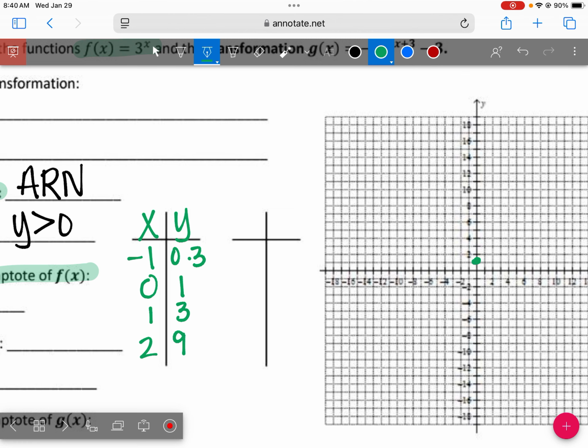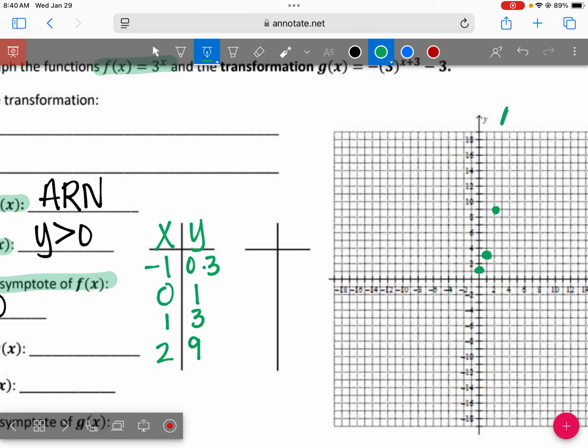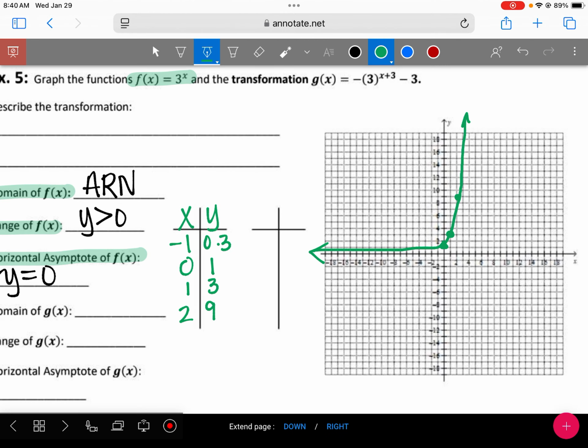So remember, the tail is going to sit right on top of the x-axis. So 1 up 3, 2 up 9. 3 to the power of 3 is 27, which is why we can't fit it. So we just stop at 2. So go ahead and connect that and then draw your tail. Go straight out. That's your parent.